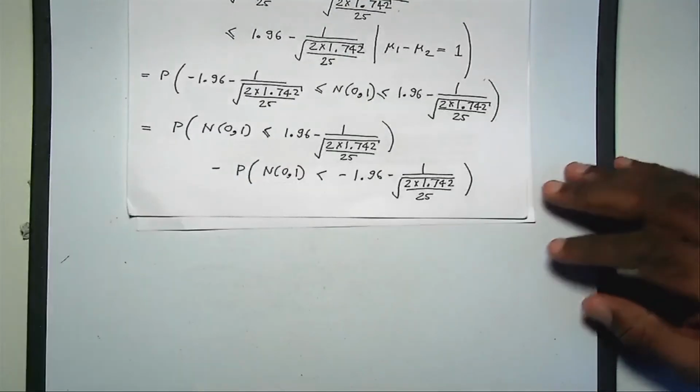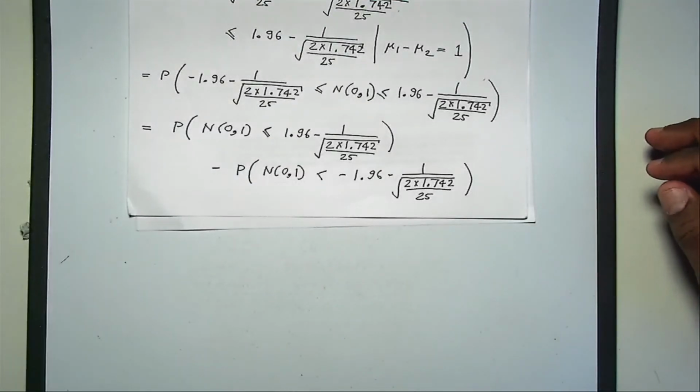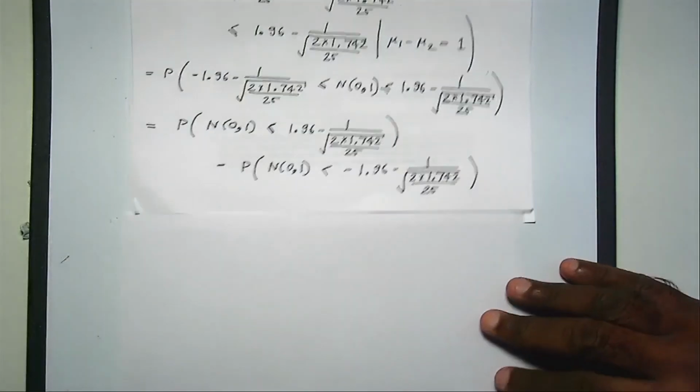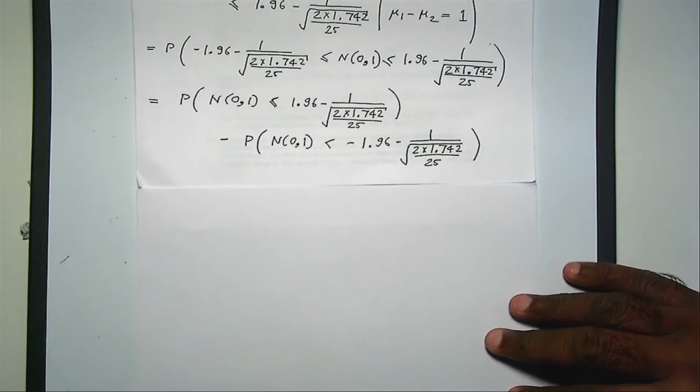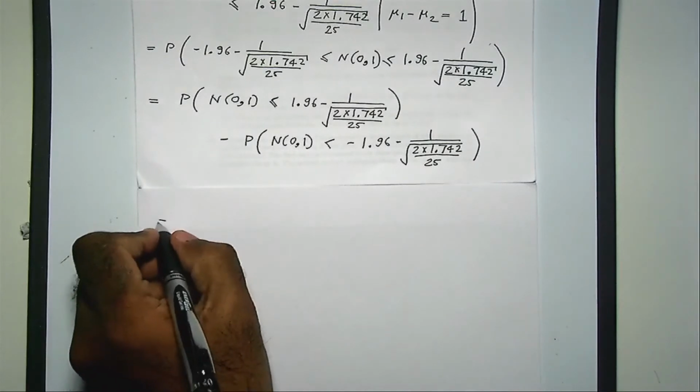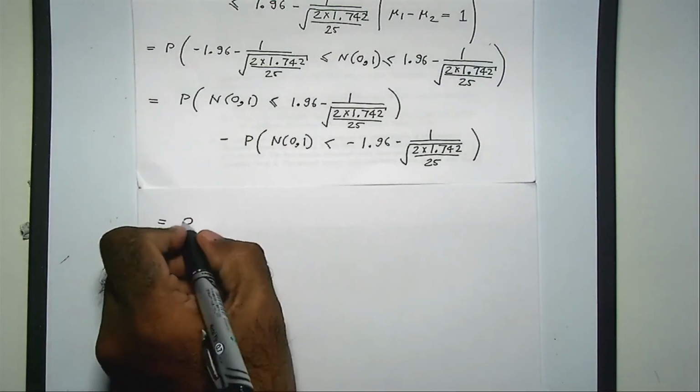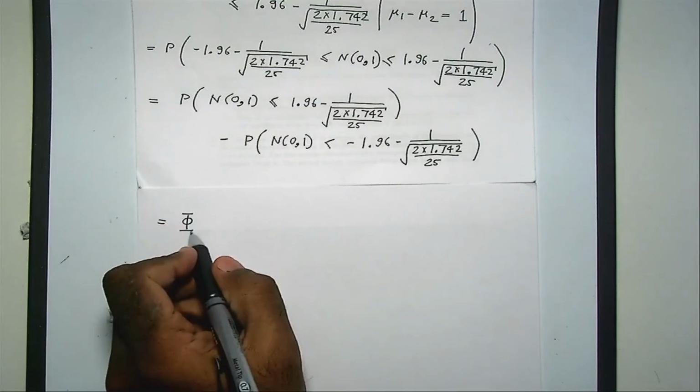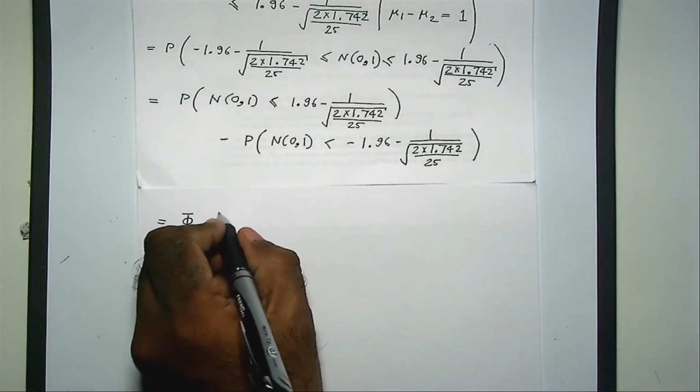Right, so we're not too far from the end. In the next line, I'm going to use this notation phi, which denotes the CDF of the standard normal.